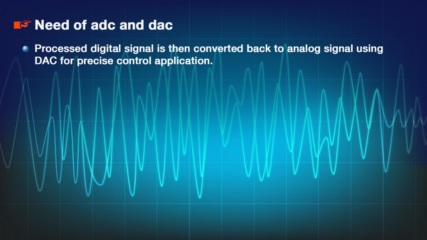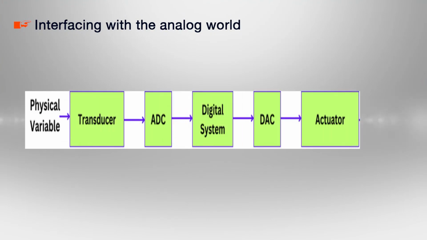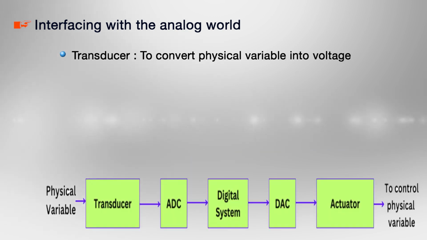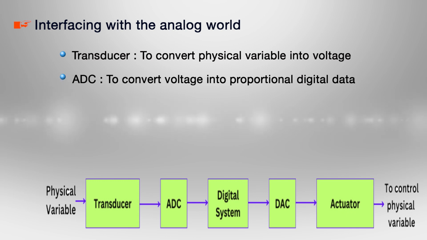for precise control applications. Now, look at this schematic diagram which shows interfacing of the analog world with a digital system. From the environment, some physical variable like temperature, sound, etc. is taken as input. The transducer, which can be a sensor, converts this physical variable into a voltage. This analog voltage is converted into digital data using ADC because a digital system understands only zeros and ones.